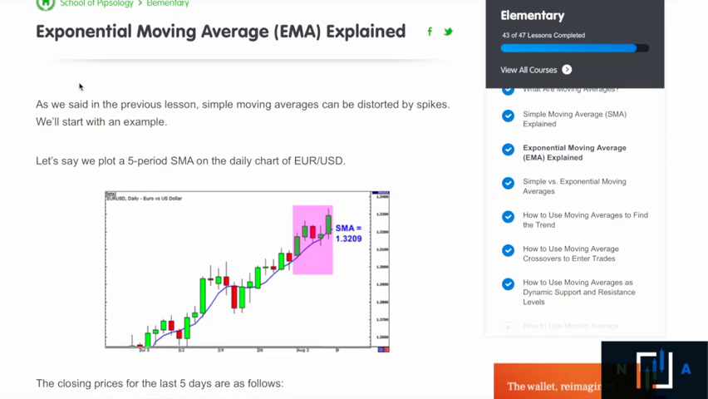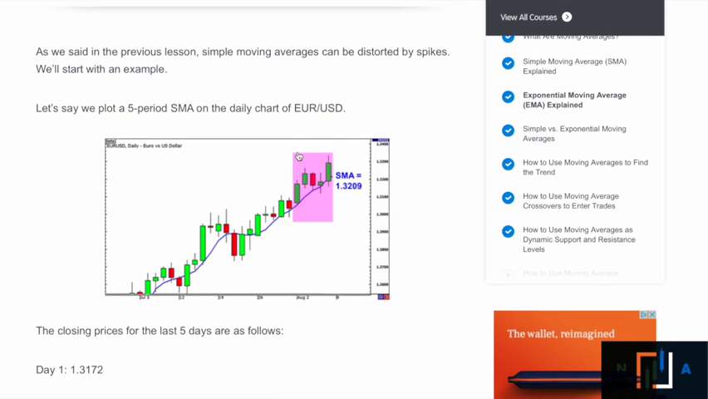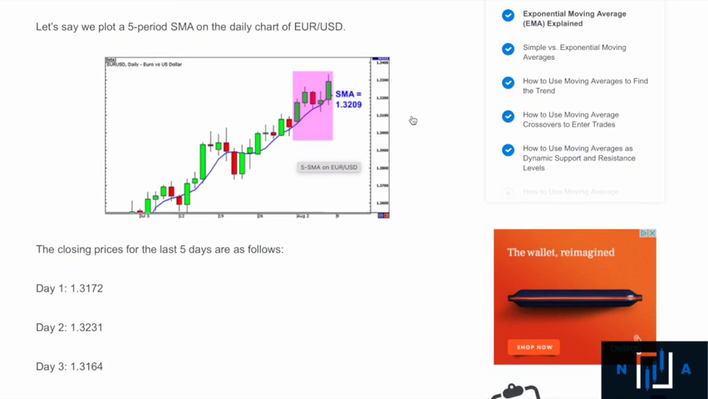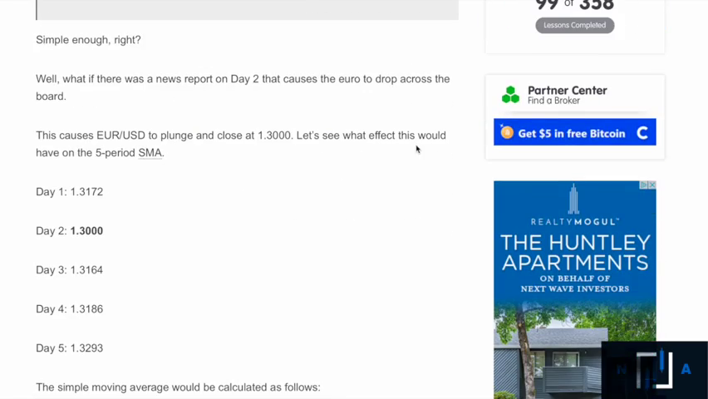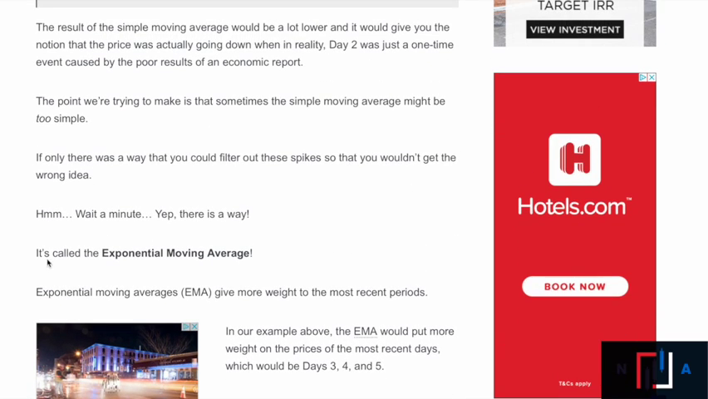So as we said in the previous lesson, simple moving averages can be distorted with spikes. We'll start with an example. Let's say we plot a 5-period simple moving average on the daily chart of EUR/USD. It's called an exponential moving average.